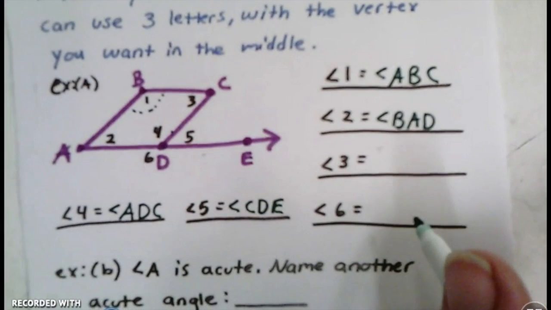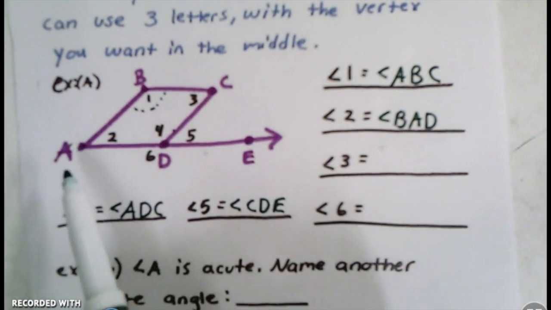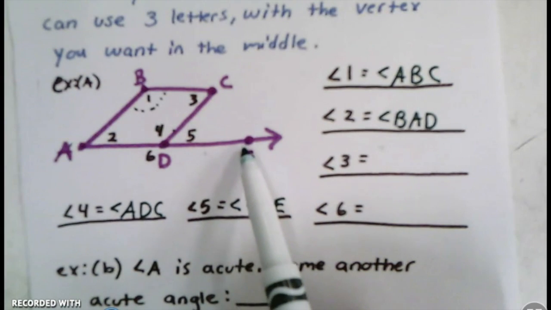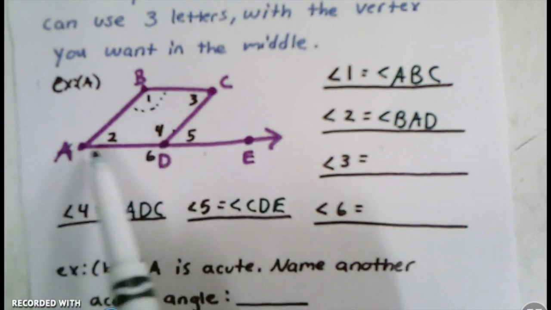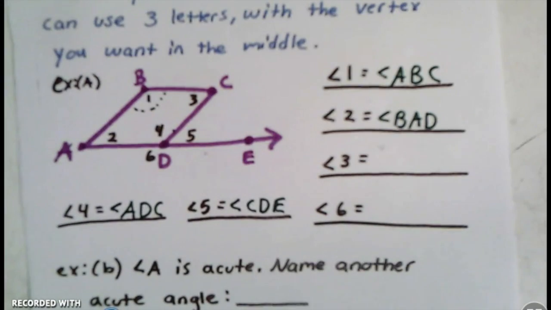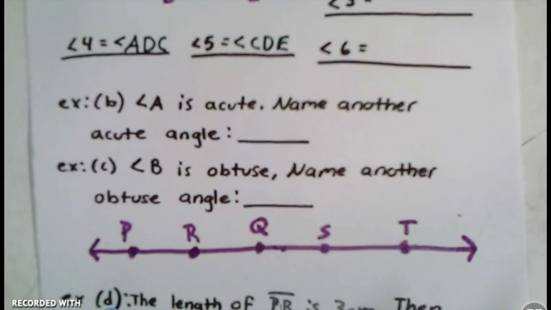All right, and 6, for this one right here, let's see if you can do that one. And it's a little tricky because it's a straight angle right here. So notice the points. You're still going to pick 3 to list and do your little angle symbol in front of it.